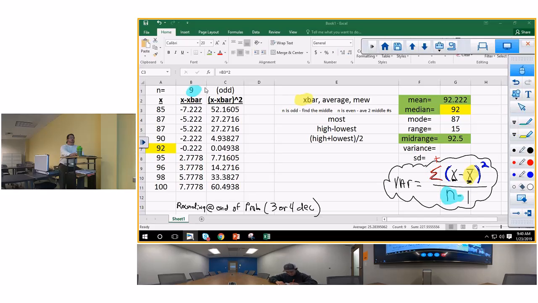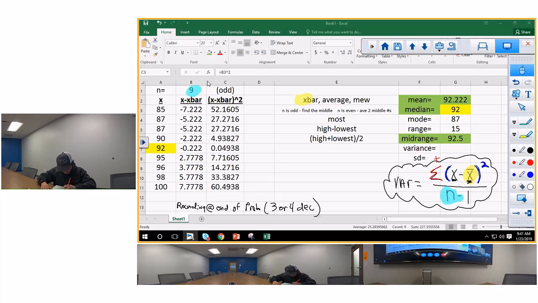Oh, I know probably why. Okay, take 85 minus 92.222 and leave it in there. And then raise that to the second power and tell me what you get. 52.1572. Okay, let me see. Let me do this.